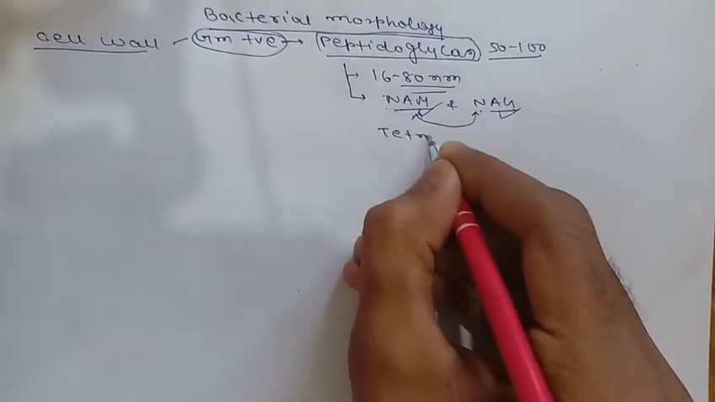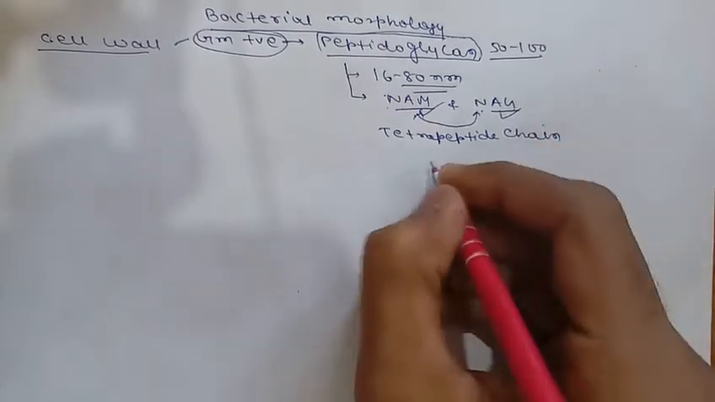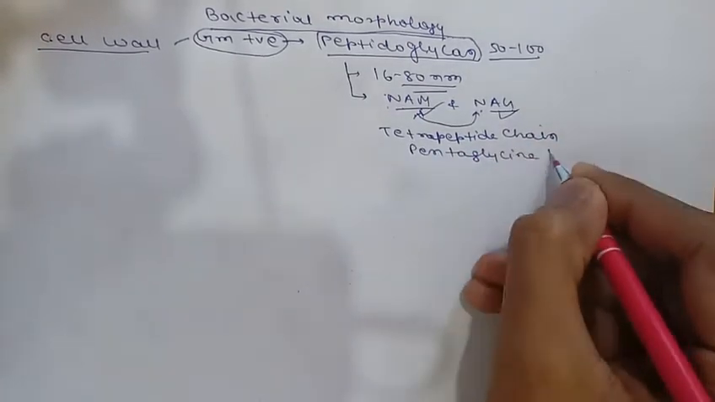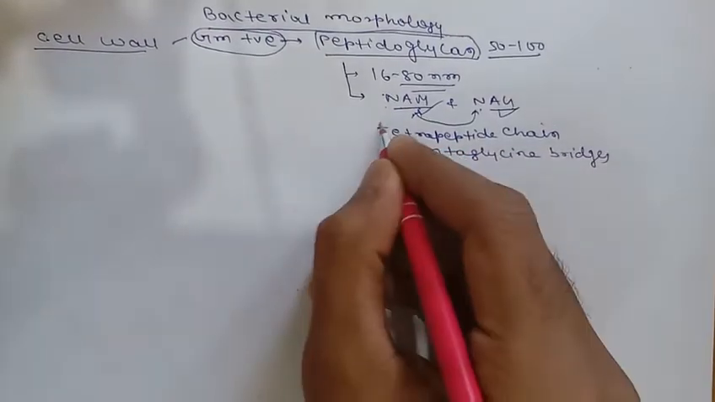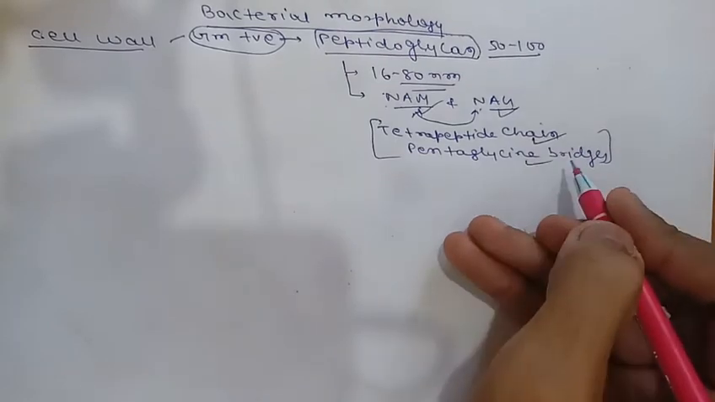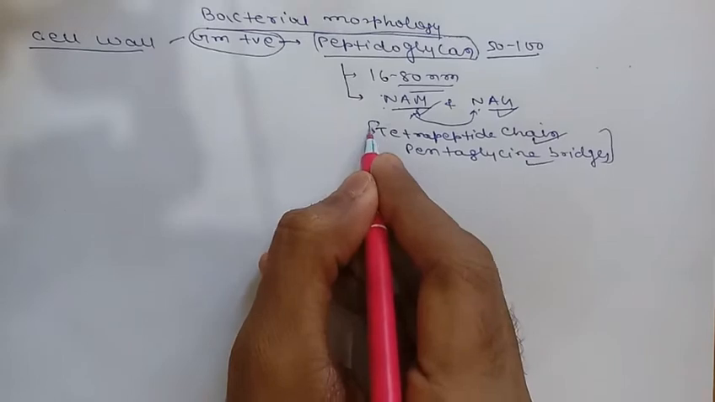The first one is the tetrapeptide side chain, and the second is pentaglycine bridges. So these alternate units are cross-linked with the help of the tetrapeptide chain and pentaglycine bridges. Now coming to the tetrapeptide chain.